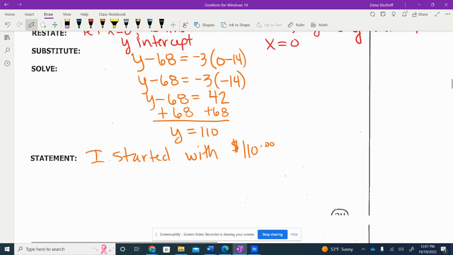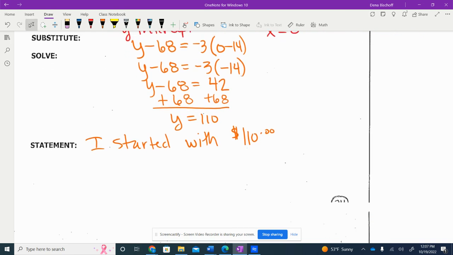You guys ready for the next one? No, wait. Okay. Use the next full page for more notes.